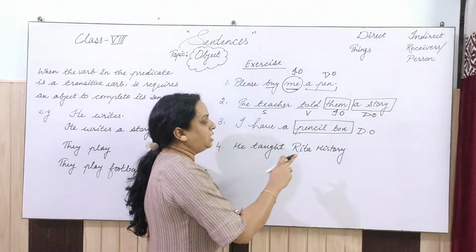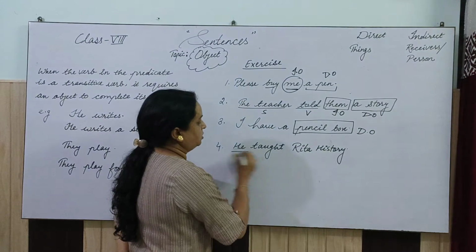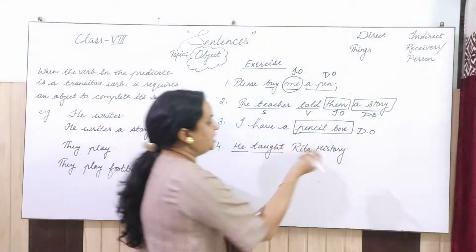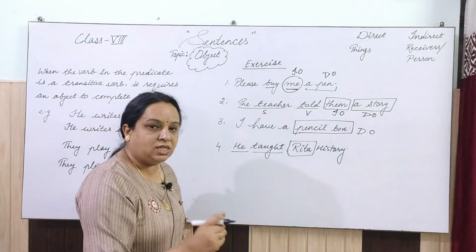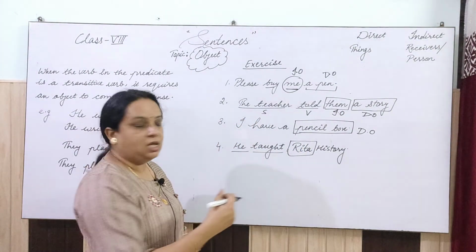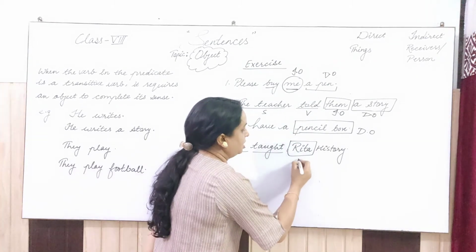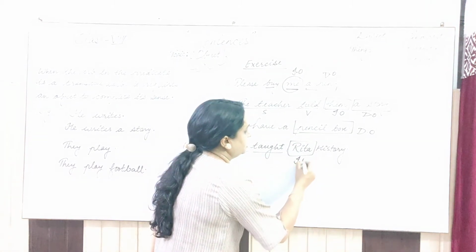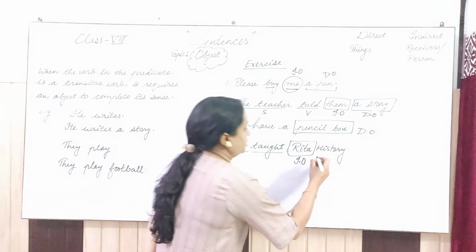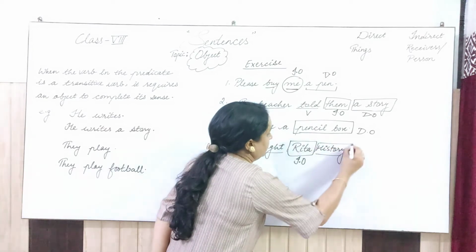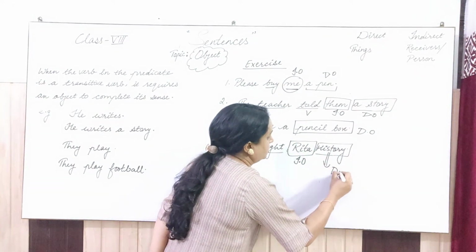He taught Rita history. So he is subject, taught is verb, Rita and history. Who received history when the teacher will tell, or he will teach? So that is what? Rita. Rita is a receiver here, and the receivers, or the persons, are indirect objects, and history is a thing. So that is what? That is direct object.